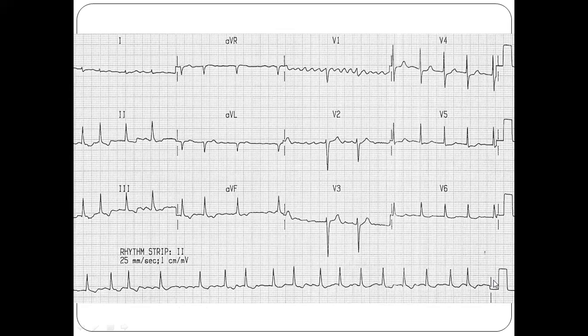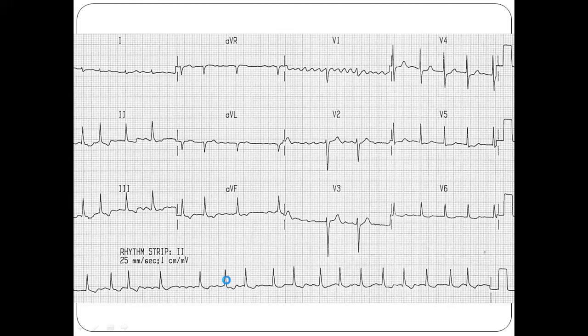So if you want to calculate for 1 minute, then you have to multiply the number of R waves here by 6. So for example, if you count, this is 1, 2, 3, 4, 5, 6, 7, 8, 9, 10, 11, 12, 13, 14, 15, 16, and 17. So 17 is the number of heartbeats, or the number of R waves, in 10 seconds. So if you want to calculate it for 1 minute, you multiply 17 by 6, which comes to around 102. So this is the heart rate calculated as 102.